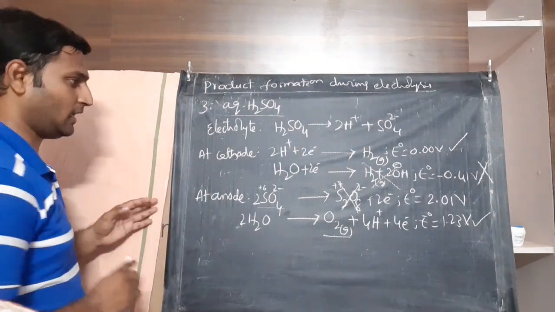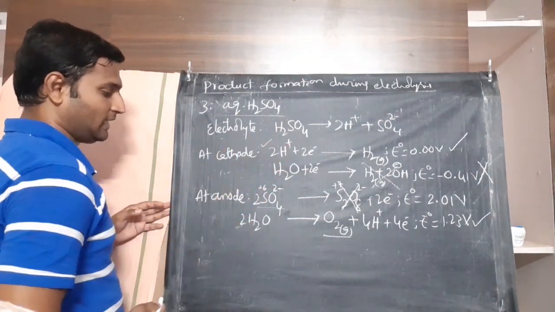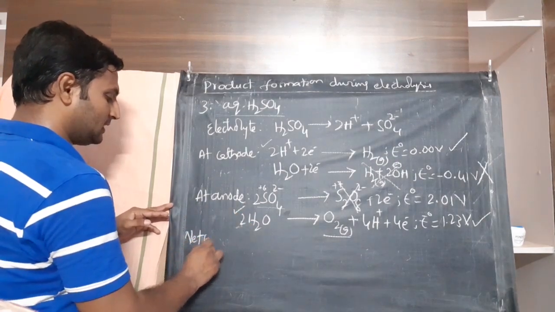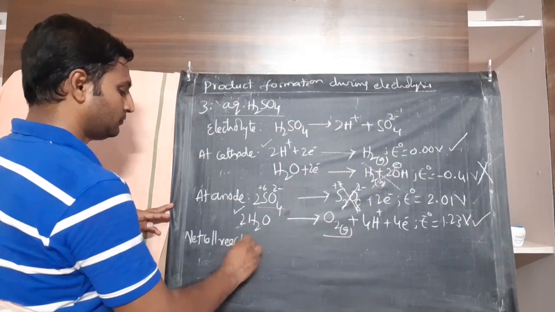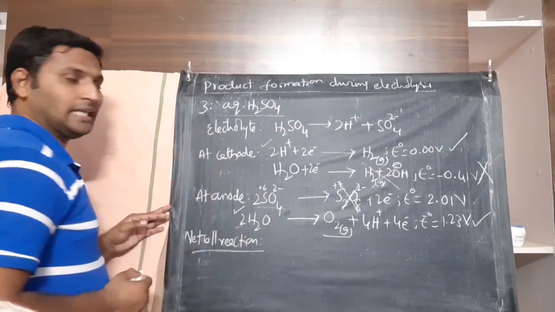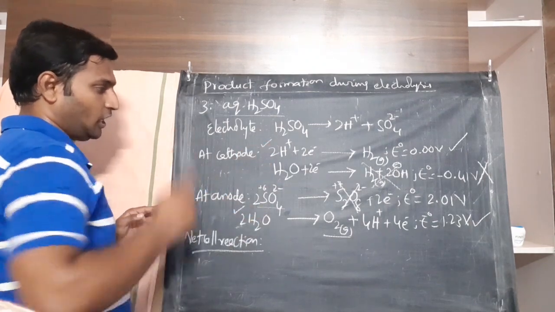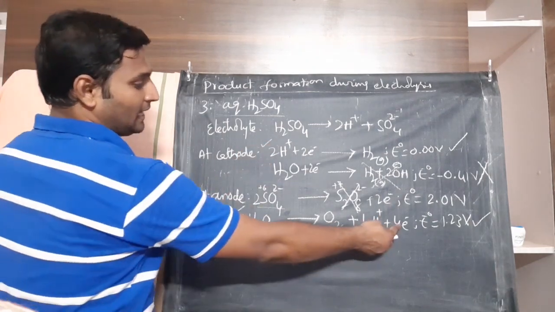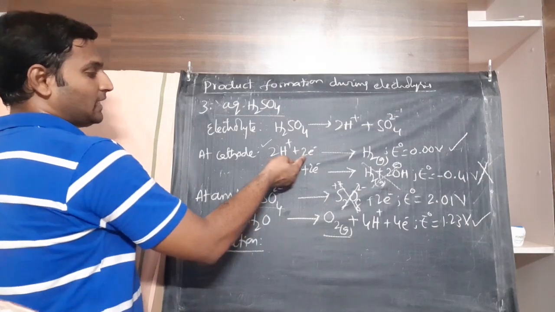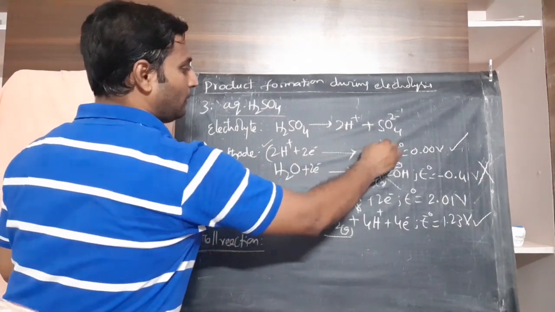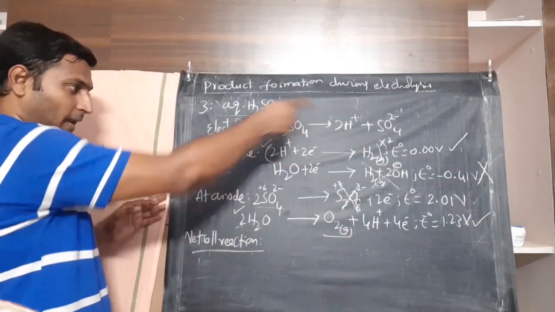Clear? Now you see, this is the cathodic reaction, this is the anodic reaction. To get the net cell reaction, you need to add these two. Okay. Now you notice, in oxidation you have 4 electrons, in reduction you have 2 electrons. So reduction reaction needs to be multiplied by 2 before adding. Now multiply and do it.